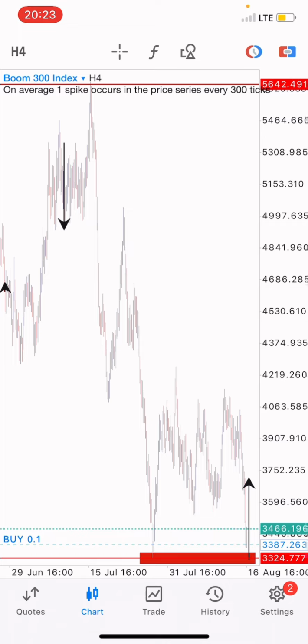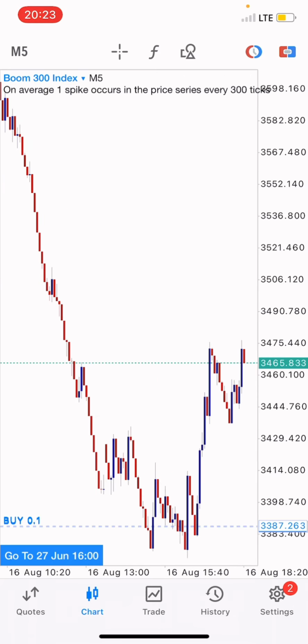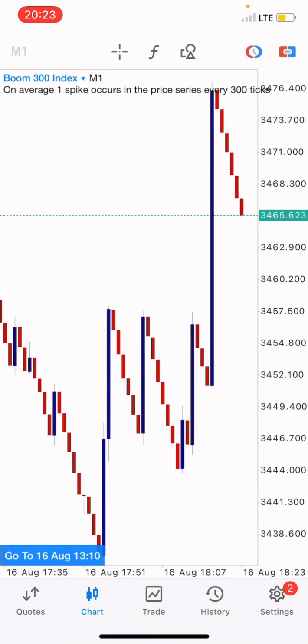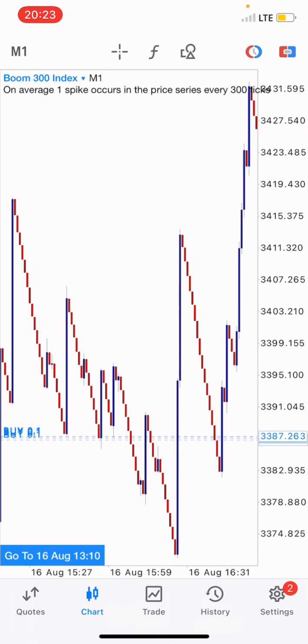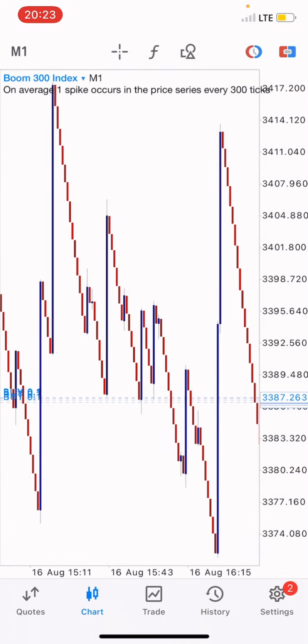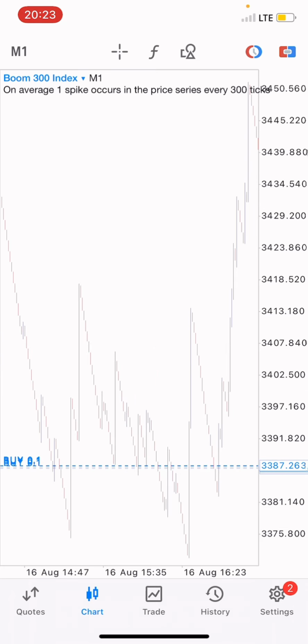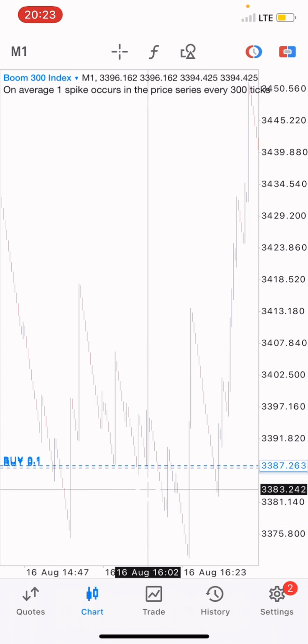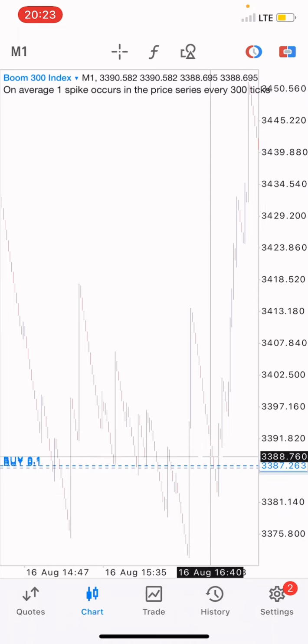The reason why I bought is because there is a major support on the 4-hour time frame. The market bounced on the major support, and then before I executed the buy, I came to a smaller time frame to look for a reversal pattern, and this is a double bottom. Let me switch to 1 minute. This is a double bottom. This is the first leg, this is the second leg, and then I entered right here.